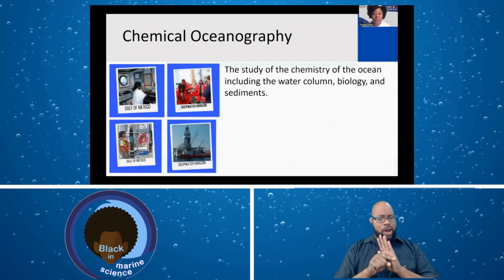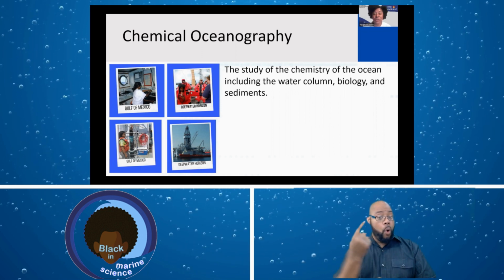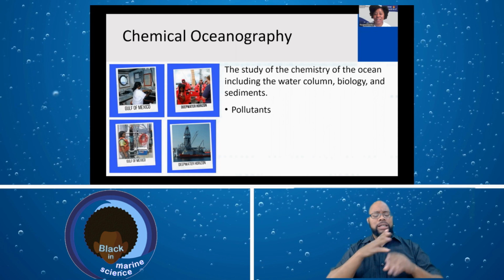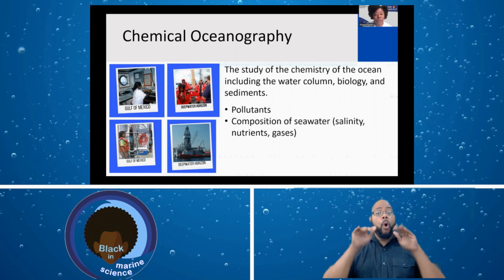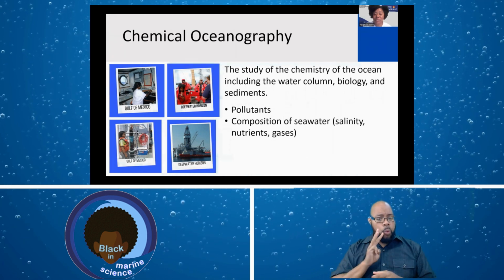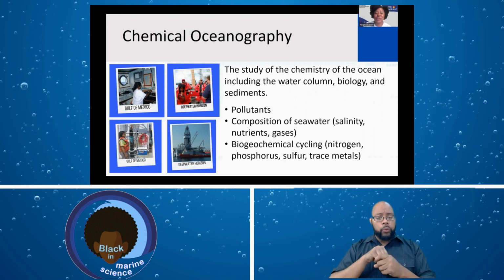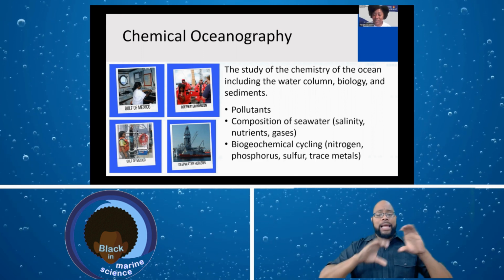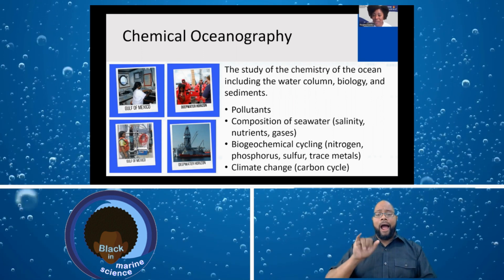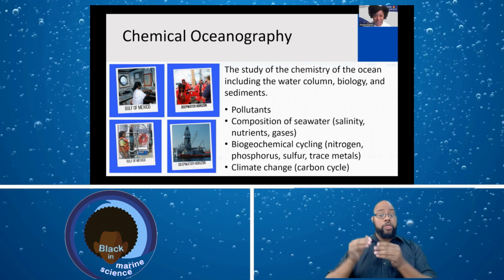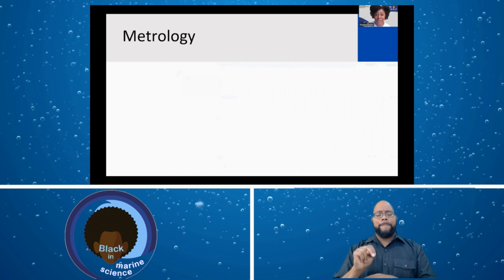Just to give you a little bit of background, chemical oceanography is the study of the ocean, and that includes not only the water column, but the biology and the sediments. A lot of people think about pollutants, but chemical oceanography also includes the composition of seawater, such as the salinity, the nutrients, the gases. It includes the biogeochemical cycling of elements like nitrogen, phosphorus, sulfur, and trace metals like iron and copper. And it includes climate change. And so today I'm actually going to focus on the carbon cycle.